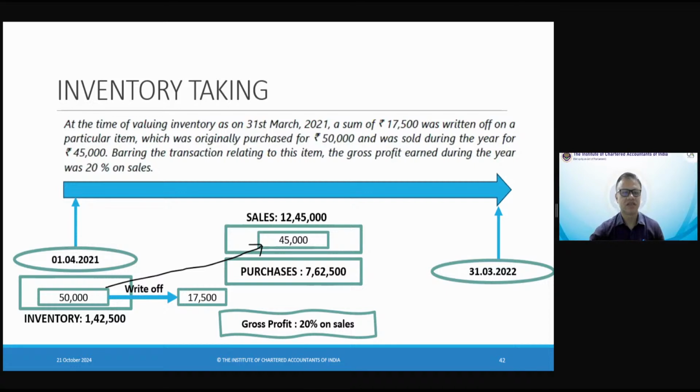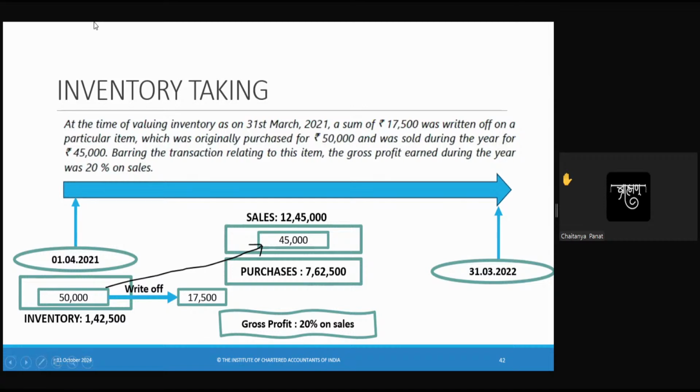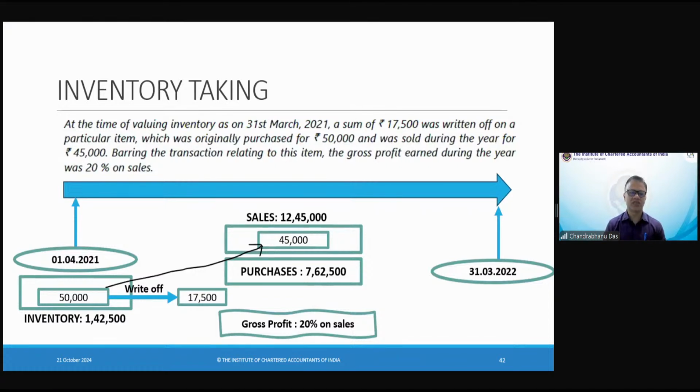Yeah, Chaitanya, raise hands. Sir, from where the amount of inventory is taken, 1,42,500? Yes, it is given in the question. That's why it's taken. Okay. Fine then.